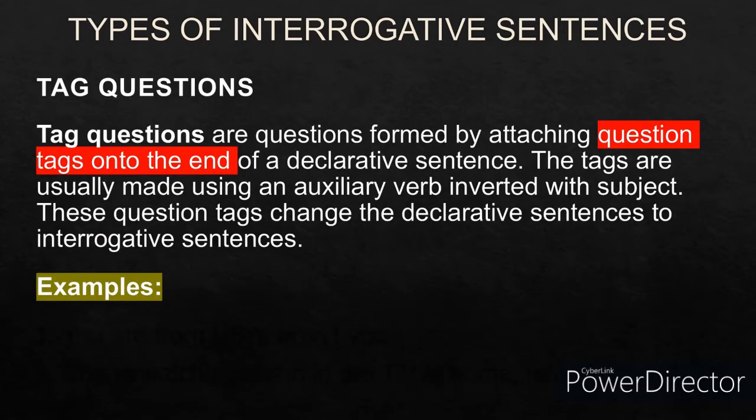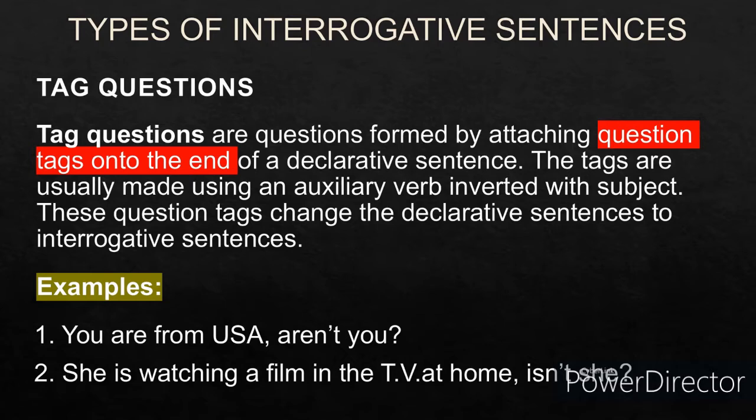And finally, the tag questions. These are questions formed by attaching tags to the end of a declarative sentence. For example, you are from USA. This is the declarative sentence. Aren't you? You're adding the question tag. You're confirming it: aren't you? So this is a tag question.